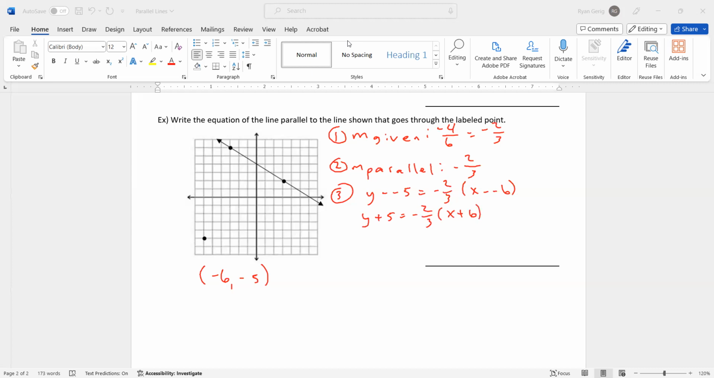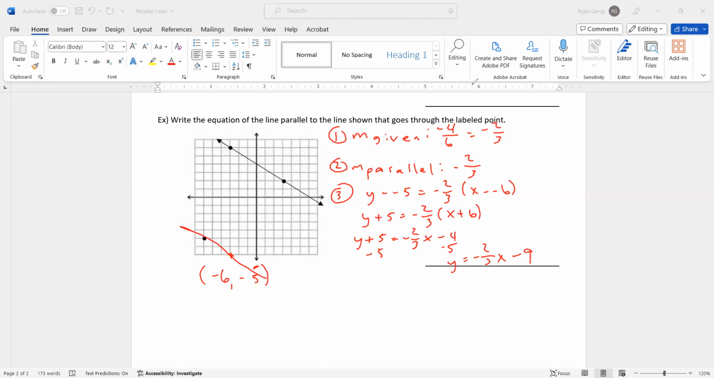I'm going to go ahead and distribute. y plus 5 equals -2/3 x, and then -2/3 times 6 is -4. Subtract 5. I get y equals -2/3 x, -4 minus 5 is -9. Real quick before I end this video, from that point, we found the slope was -2/3. Down 2, right 3, I could have found that. Down 2, right 3. Okay, so you could actually count and see that that is -9, that y-intercept, which matches our equation.